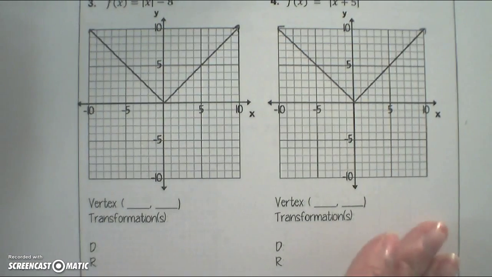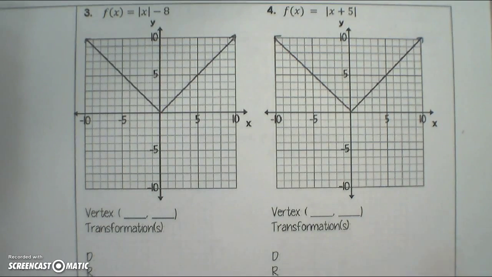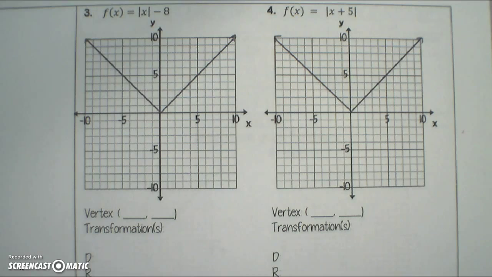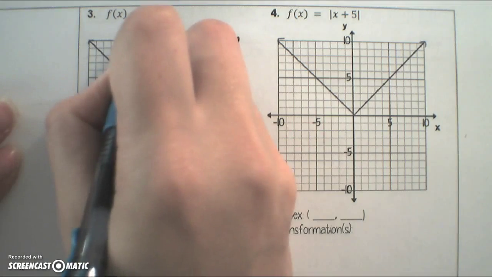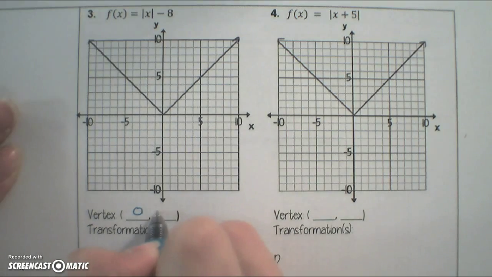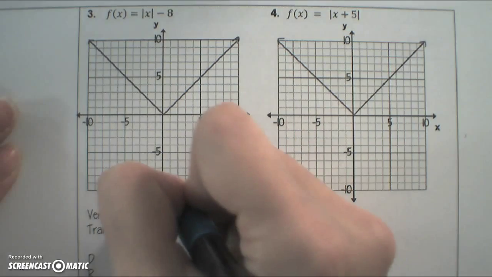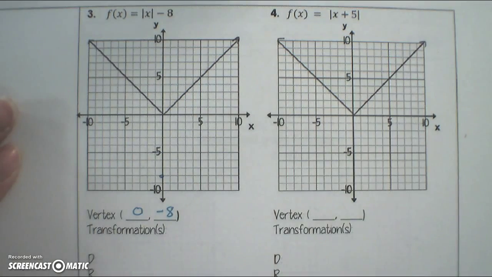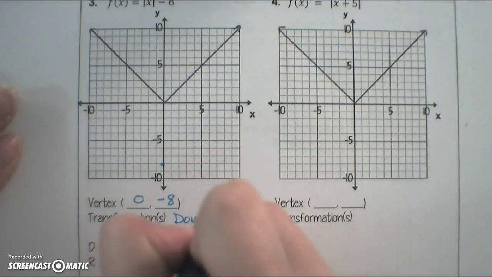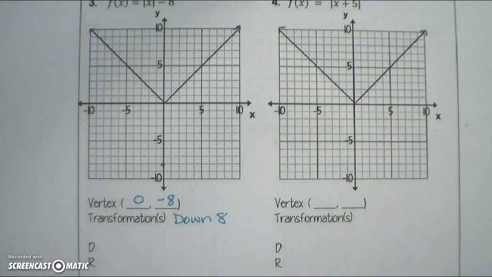So you should already have your parent functions graphed on all the rest of these. Let's do a few more with our vertex and then have you try some. All right, so we have a starting point here, nothing inside, so 0, -8. So start at 0, down to -8, and draw your V. And it looks like we moved down 8 on this one.